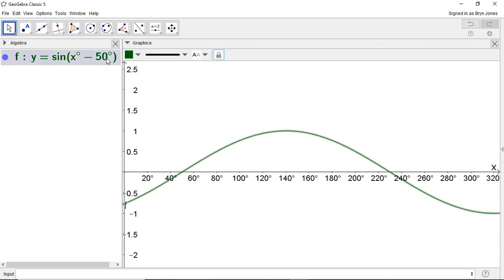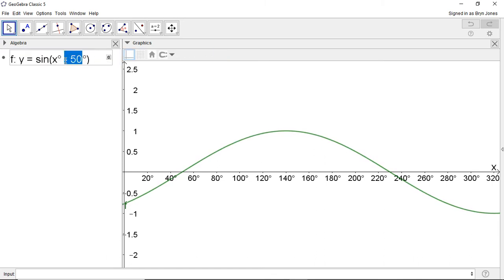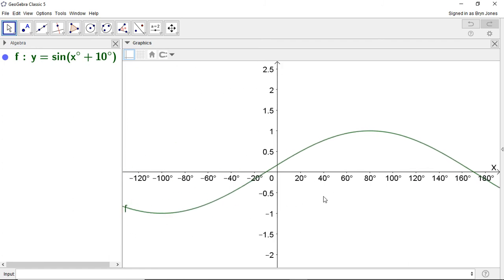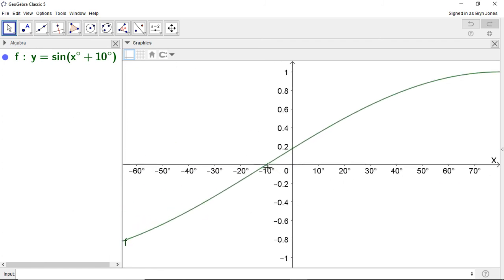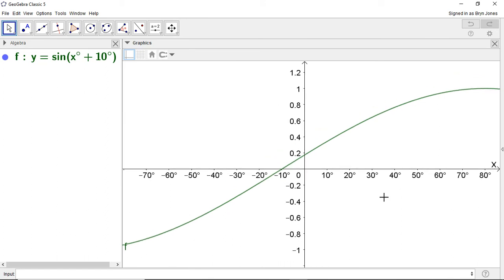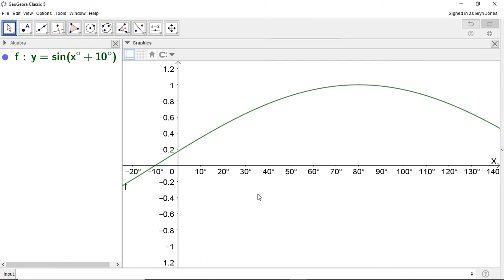We don't have to take away, we could add, but that'll just have a slightly different effect. So if I add 10, say, you can see it's going to shift me to the left by 10. So instead of starting at 0, I've started there. So this is called the phase angle. And that's really adjusting where the sine wave starts.